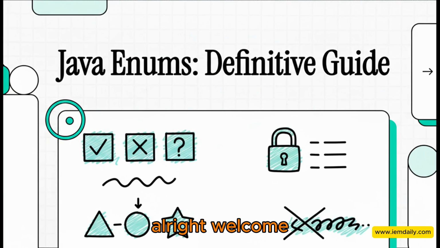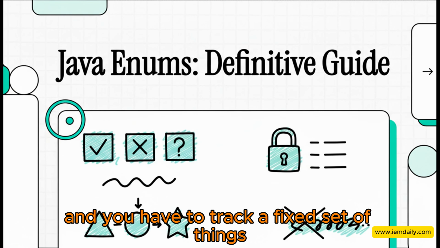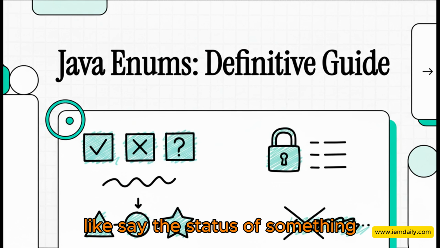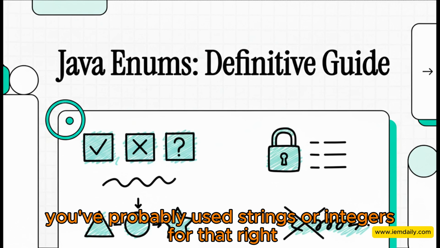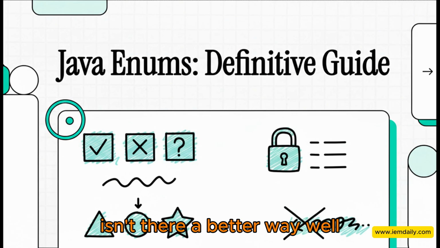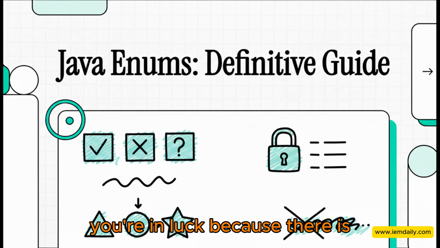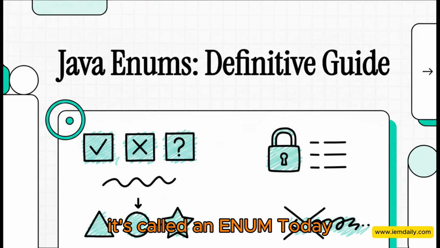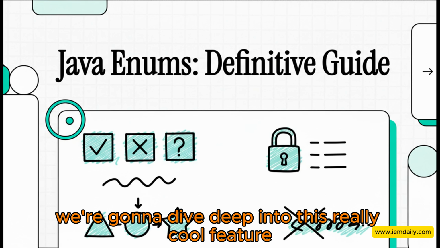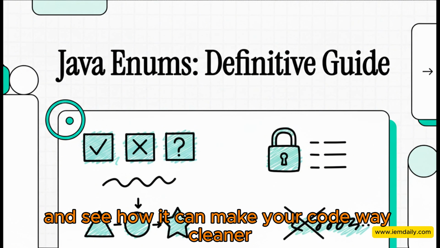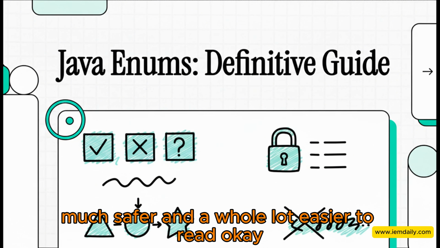All right, welcome. You know when you're writing Java code and you have to track a fixed set of things, like, say, the status of something? You've probably used strings or integers for that, right? But you've also probably wondered, isn't there a better way? Well, you're in luck, because there is. It's called an enum. Today, we're going to dive deep into this really cool feature and see how it can make your code way cleaner, much safer, and a whole lot easier to read.